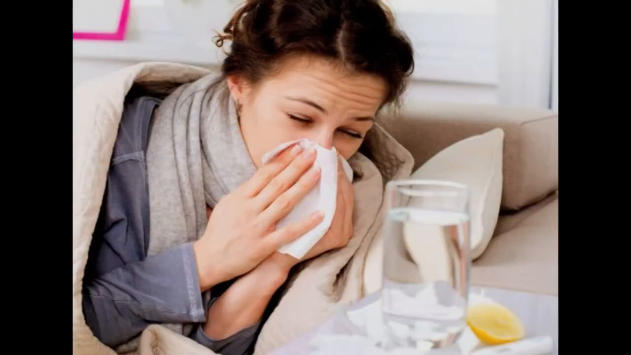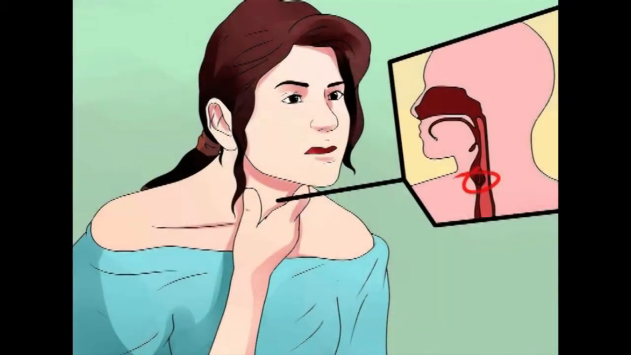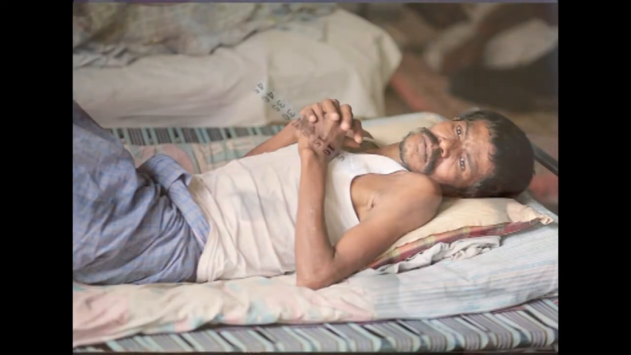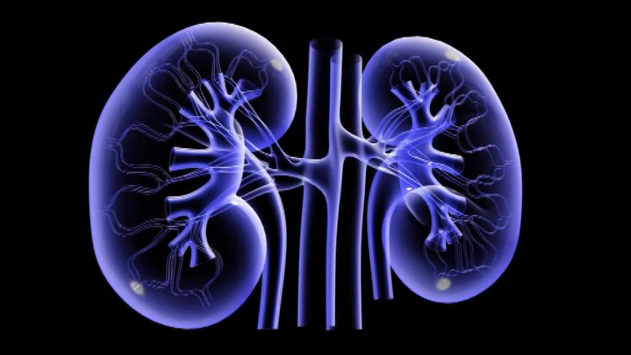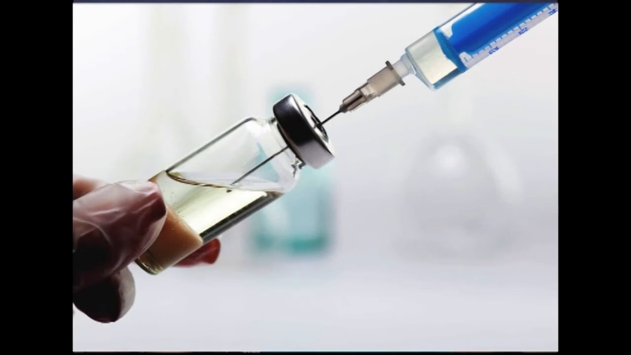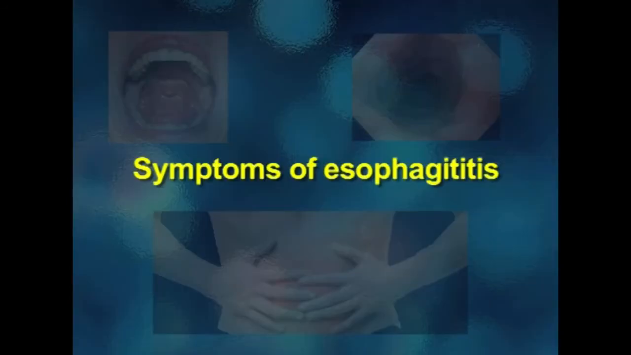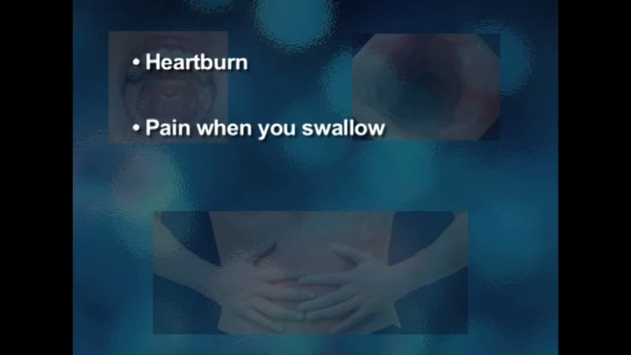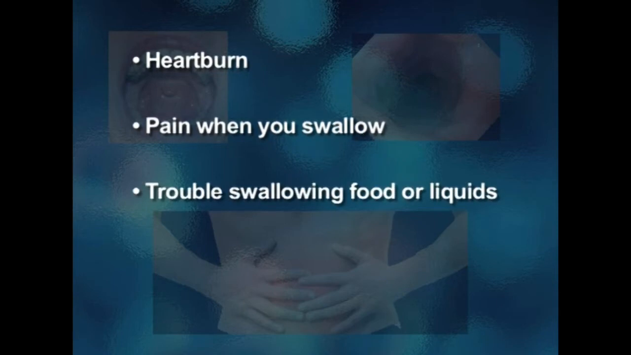People who have a weak immune system are more likely to get esophagitis. This includes people with HIV, diabetes or kidney problems, as well as older adults and people who take steroid medicine. What are the symptoms of esophagitis? Heartburn, pain when you swallow, trouble swallowing food or liquids, chest pain.